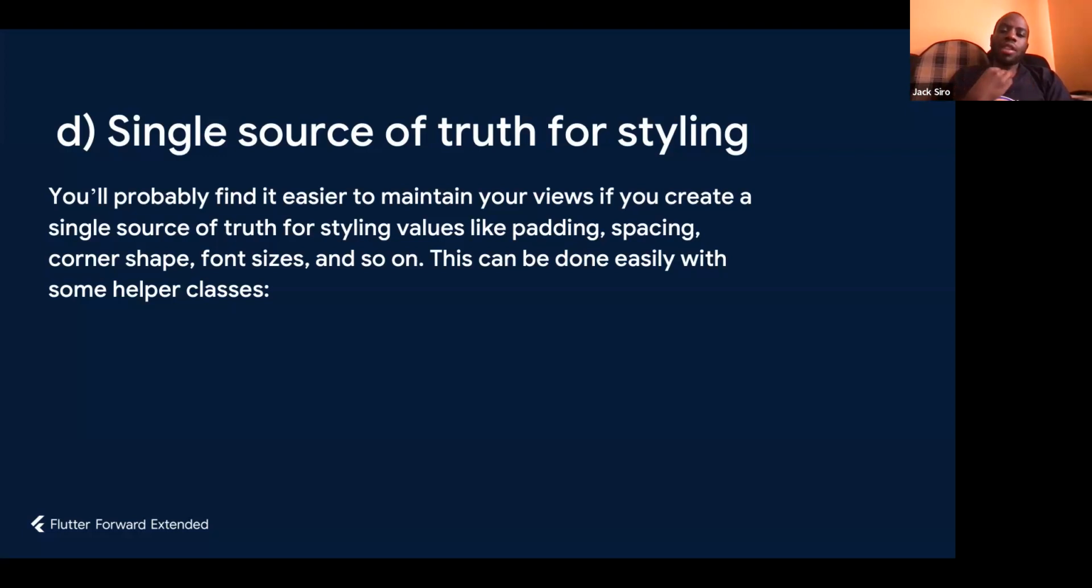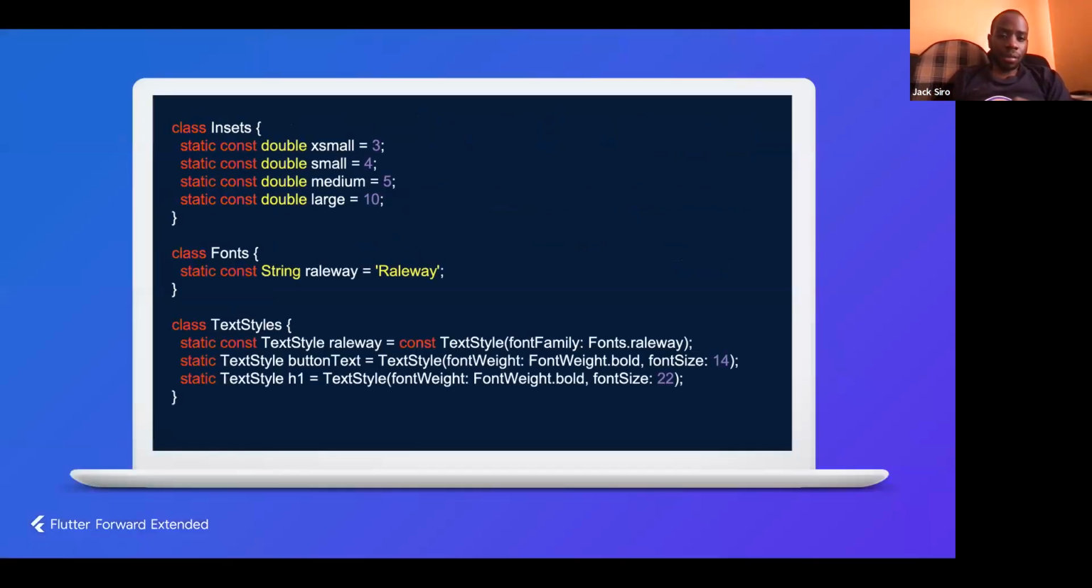Now we talk about the single source of truth for styling. You'll probably find it easier to maintain your views if you create a single source of truth for styling values like padding, spacing, corner shape, font sizes, and so on. This can be done easily with some helper classes. Now, in my app, even the ones that I'm developing right now, I have variables that I use throughout the app, and I don't need to be hard coding values.